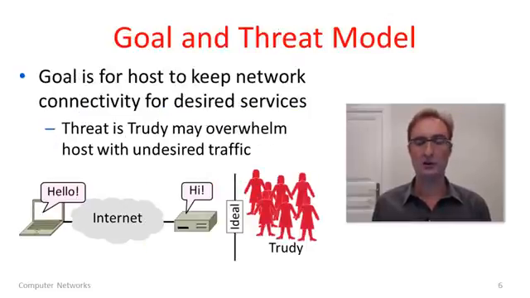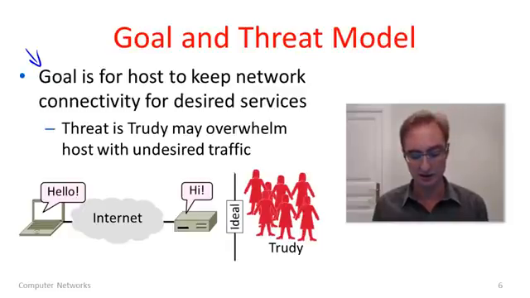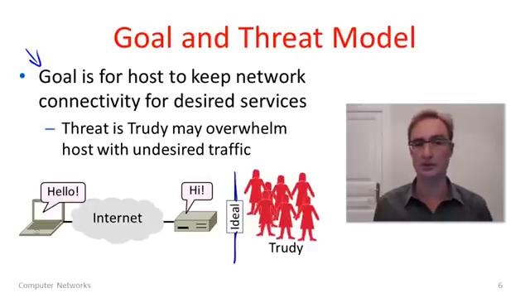Okay, so let's just talk about the goal and threat model to be clear what it is we're trying to accomplish. Now, the goal is simply for a host to be able to maintain network connectivity for all of the desired services it's providing. Typically, this will be a server talking to its other clients on the internet, its intended users. Great, so they should just be able to talk. And we would like, in the ideal case, you see I have this line, we've separated Trudy out so that she can't interfere with this exchange. The threat is that Trudy may somehow overwhelm the host with undesired traffic, simply by sending packets, actually, that's all she'll have to do, and that this will interfere with using the normal services of the network.